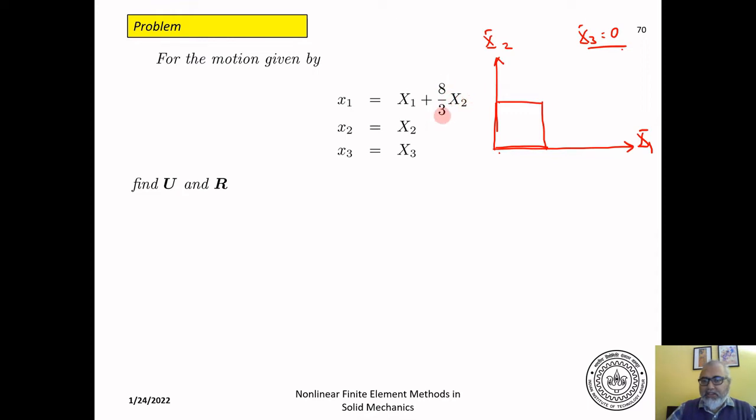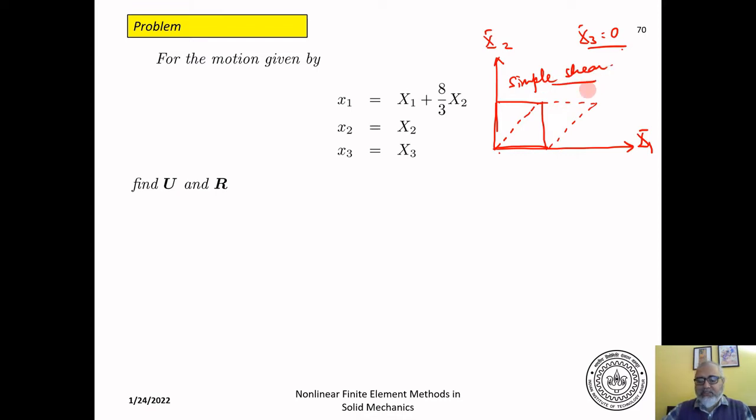So this will deform into something like this. If you are on x2 equal to 0, then small x1 will remain equal to capital X1. So all points on this line remain as they are, but all points above it will shift to the right in a manner proportional to its height, the proportionality constant being 8 by 3. Now this is what is called a simple shear.